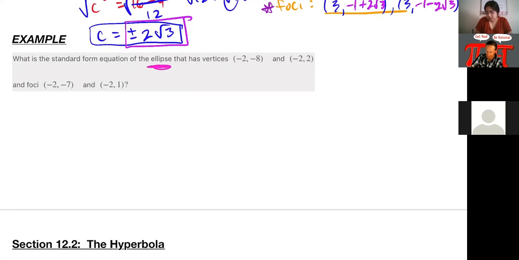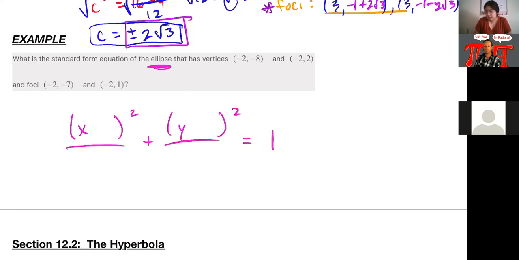I know because it's an ellipse, it's going to look like this. All I got to do is find the center and the A and the B. That's it. And what did they give us? The vertices and the foci.